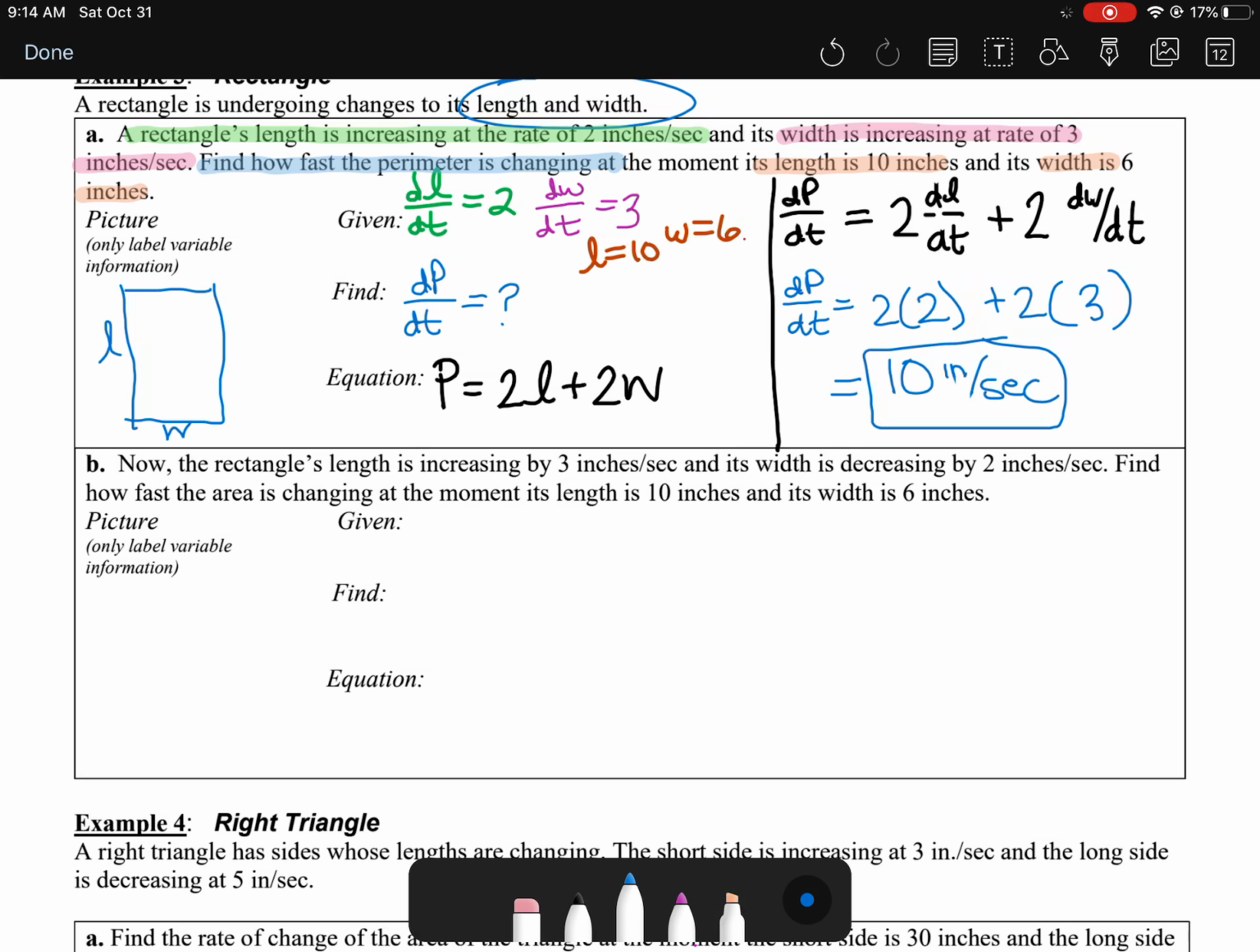Okay, so again, I'm going to figure out my given. So the rectangle's length is increasing by 3. So dL/dt is equal to 3. Its width is decreasing by 2. So dW/dt is equal to -2. This information is staying the same. The length is 10, the width is 6.